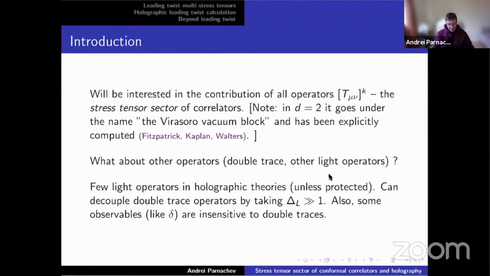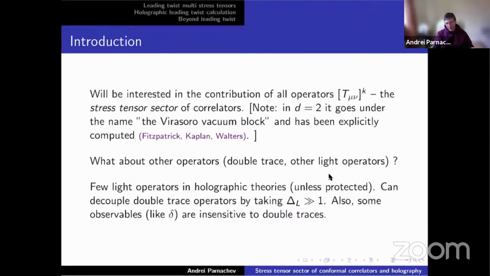But before we get into this, you may ask, okay, so what if we know the stress tensor sector? What about other operators? For example, in free theories, in weakly coupled theories, there are lots of light operators which can contribute. Then there are double trace operators, which I just discussed. And the answer is, and I hope I'll convince you, that the stress tensor sector is kind of special.